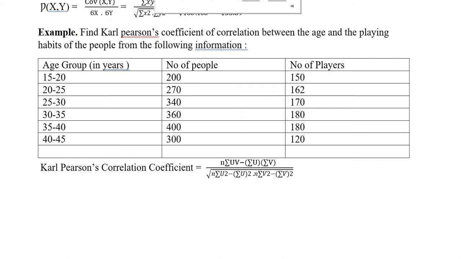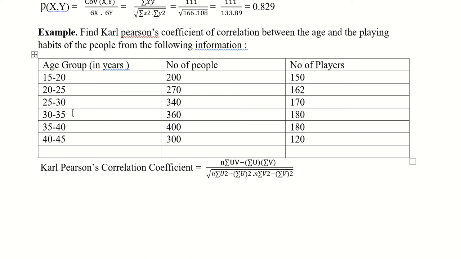So today again we are doing Karl Pearson's coefficient of correlation, but here the type of question is slightly different from what we did in last class. As you can see in the question, you are given three columns here. Find the Karl Pearson's coefficient of correlation between the age and the playing habits of the people from the following information. Here age group is given to you, three things are given to you.